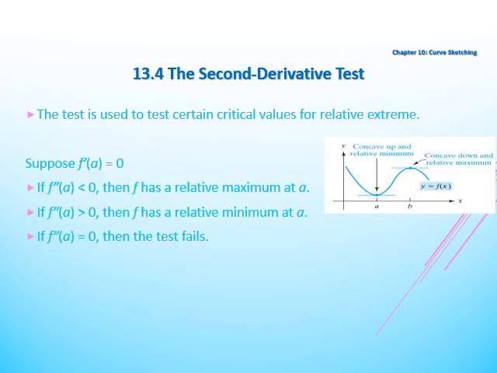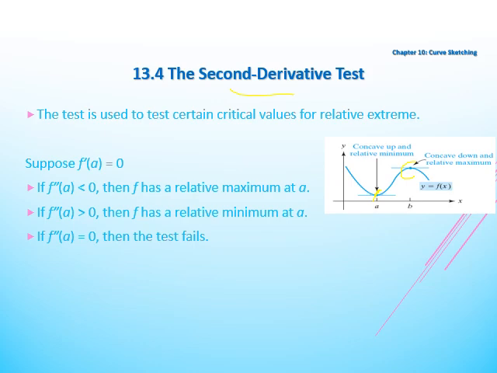The second derivative test. It's a very important test used to test the certain critical values for relative extremes. If we have a quadratic curve like this, and we want to know the extremes for the curve, where is the relative minimum point and what is the relative maximum point. So we are applying the second derivative test as follows.